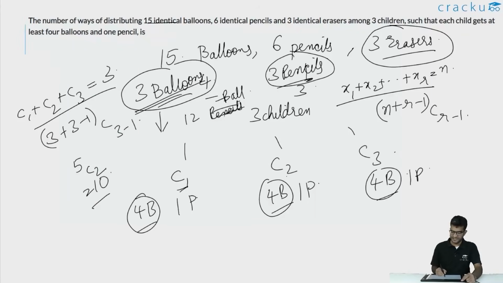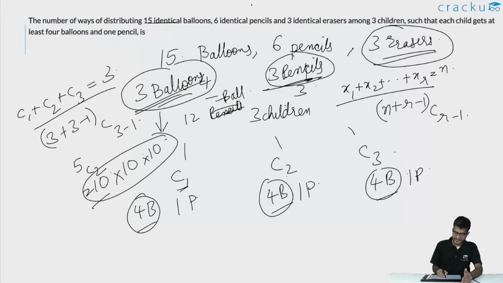In the same way, we can distribute the 3 pencils amongst these 3 children in 10 ways. And we can distribute the 3 erasers amongst these 3 children in 10 ways. So the total number of ways of distributing is 10 into 10 into 10, which is 1000. This will be the answer.